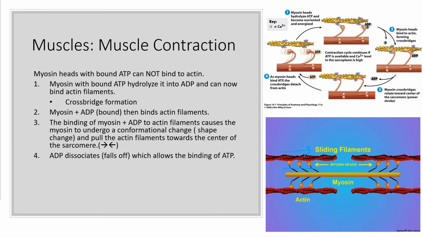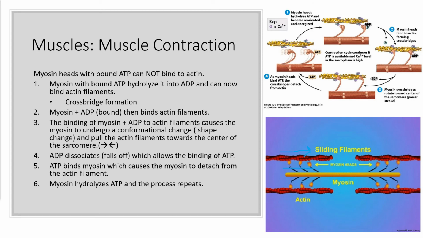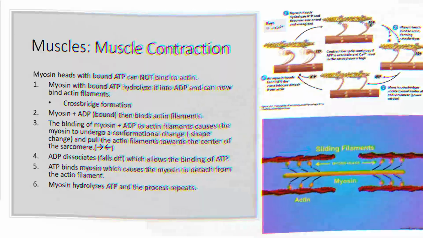Then the empty binding site left by ADP allows a new molecule of ATP to bind to the myosin head, which then triggers the myosin head to dissociate, or let go, of the actin filament. After this cycle has completed, the myosin head is now able to complete the cycle again. And you can, again, see an animation of this in the bottom right.